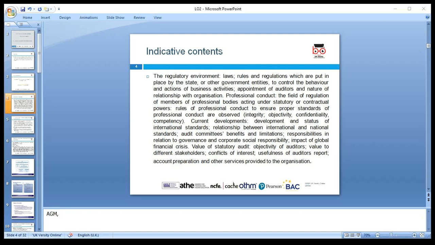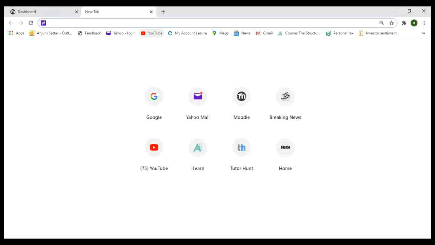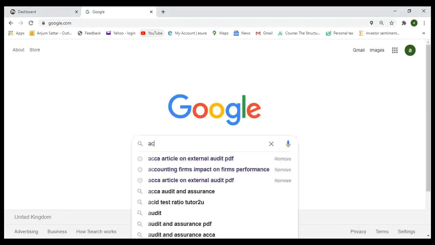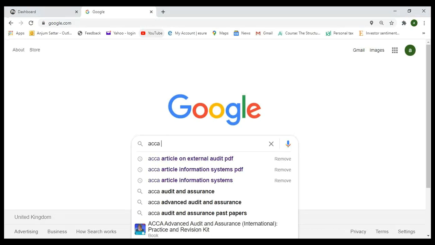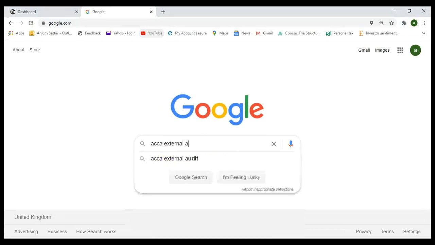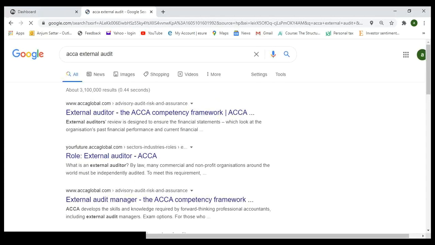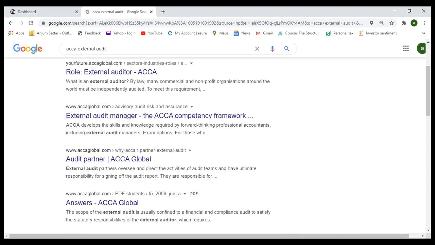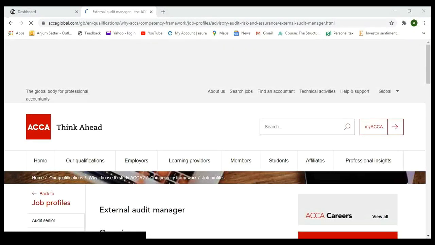We know the ACCA. If you go on the website and type ACCA external audit, or the F8 exam in ACCA, there is a lot of discussion about it. It's good to look around all these issues.